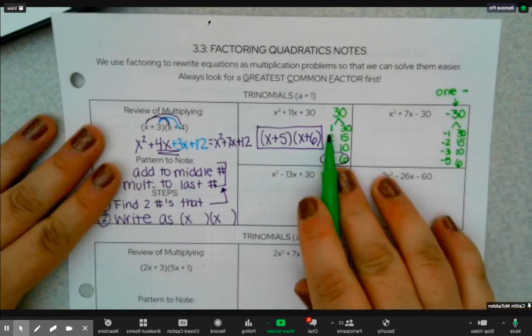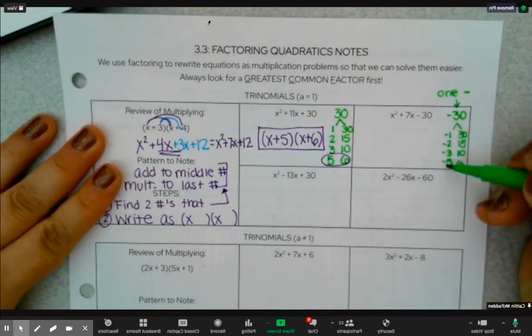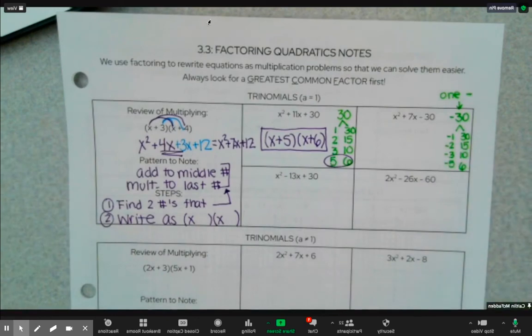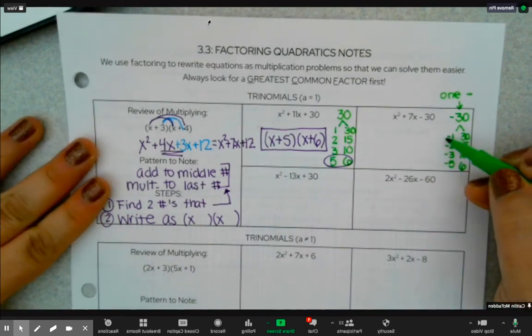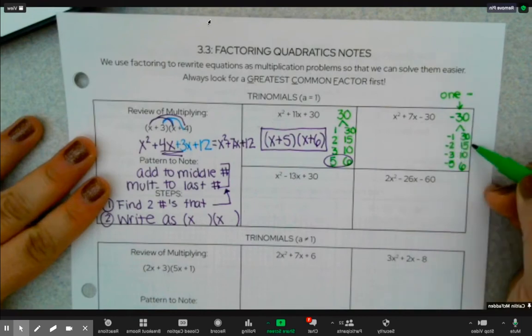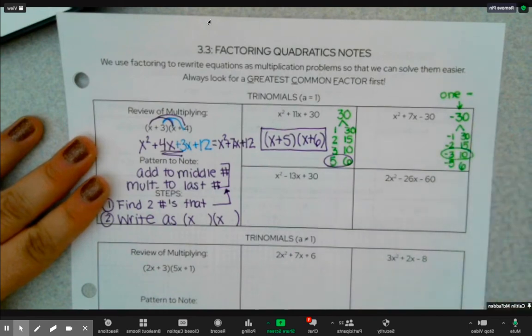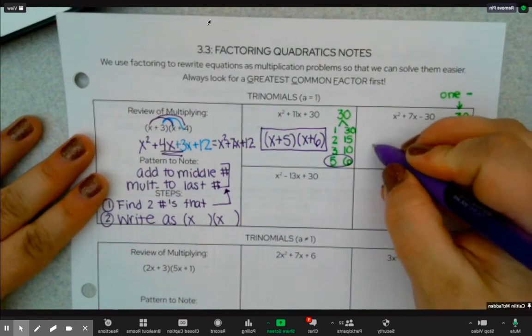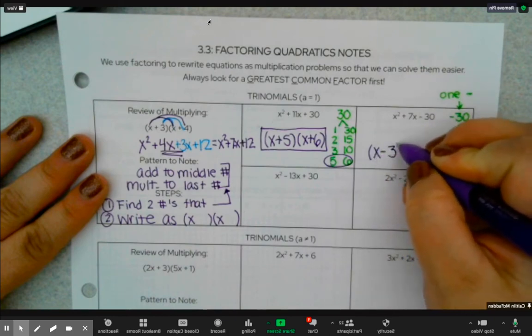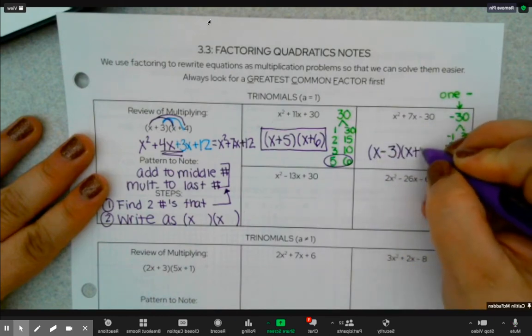So I'm copying the same table. I'm just giving one of the numbers a negative. And it doesn't really matter right now. I'm just guessing. And now I'm going to try and see which one of these adds up to 7. It's also okay if it adds up to negative 7, because that just means I need to flip the negative to the other one. So negative 3 plus 10 is 7, meaning that my two parentheses are x minus 3, because it's negative, and x plus 10.